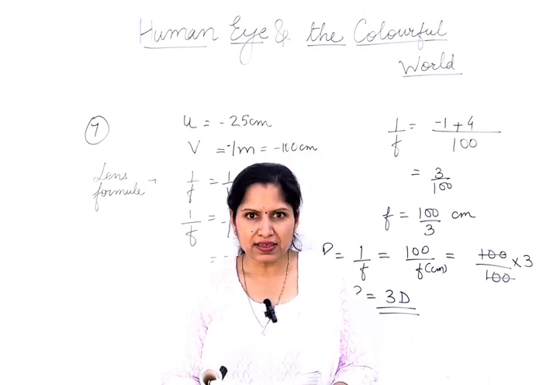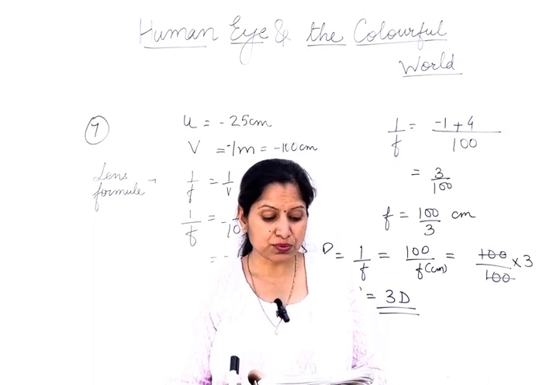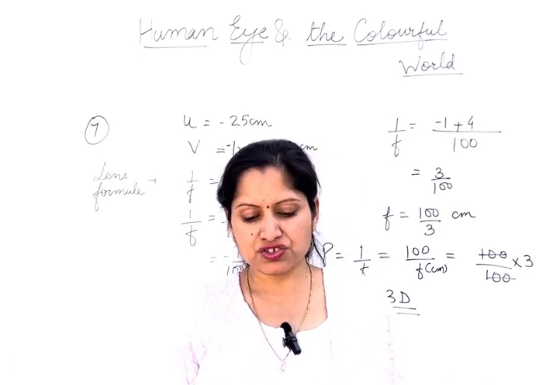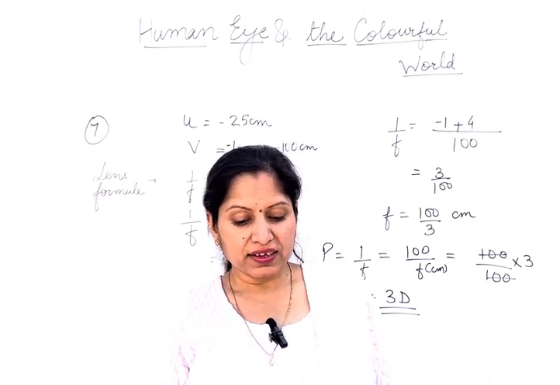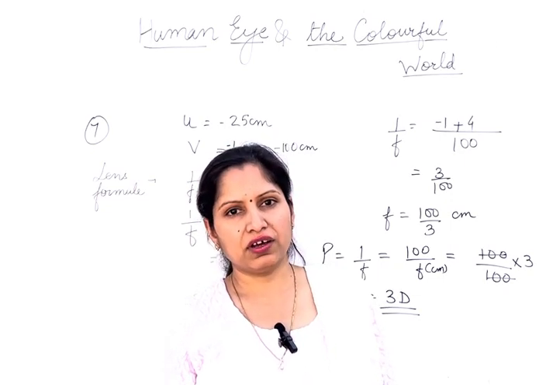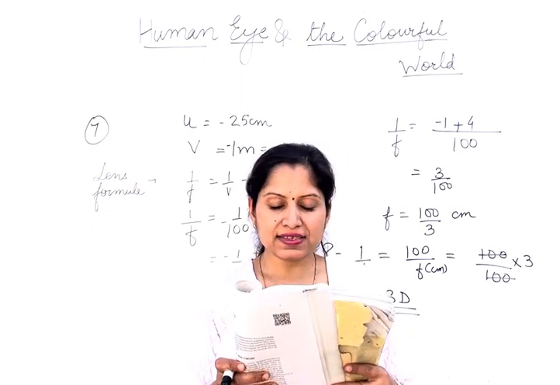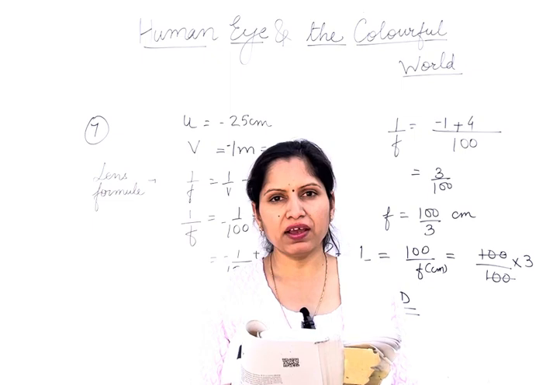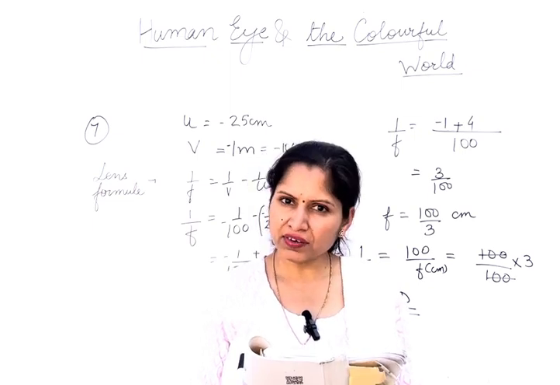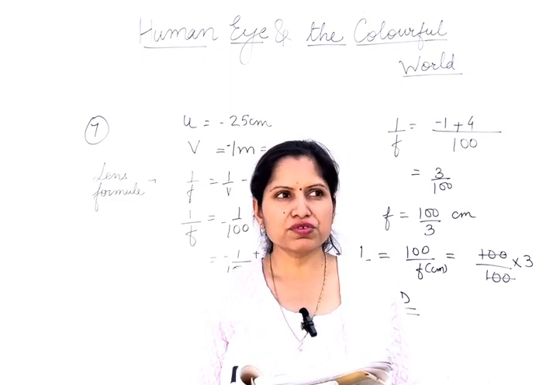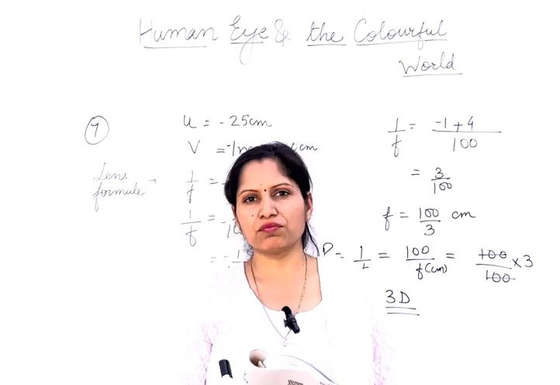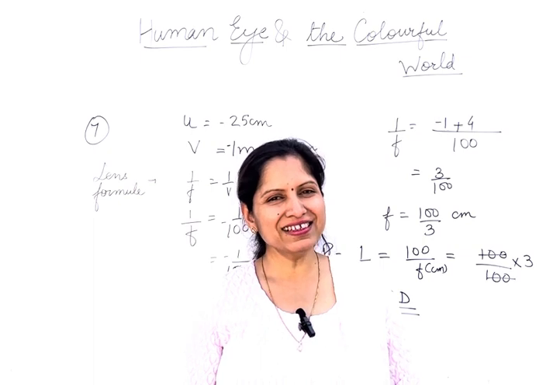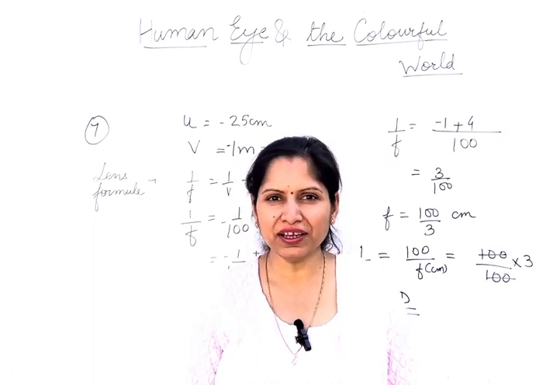Now, the last question that I want to discuss with you is question number 9. What happens to the image distance in the eye when we increase the distance of an object from the eye? If I am placing this object here, then where will the image be formed in my eyes? That will be formed on the retina. But if I observe something that is very far from my eyes, where will the image be formed? Still that will be formed on the retina only.